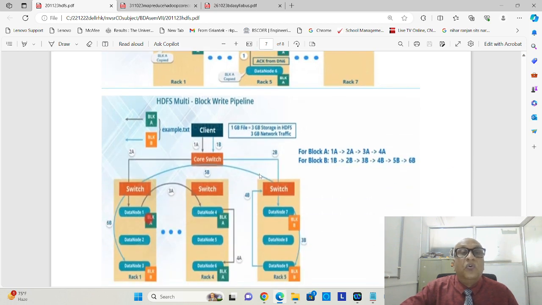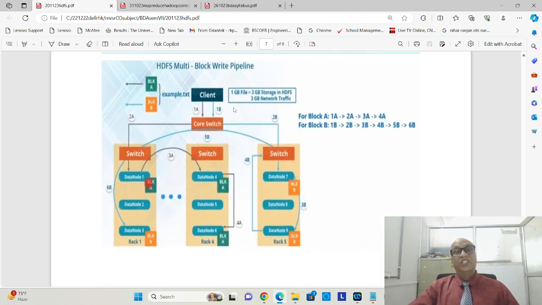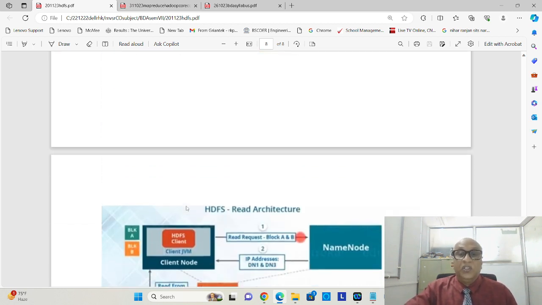But let us say that was the scenario when there is only one block. Here you can see block A and block B are there. In such a case, block A and block B will be written in parallel to the data nodes. After that, there will be a sequential replication of the blocks to the particular data nodes.